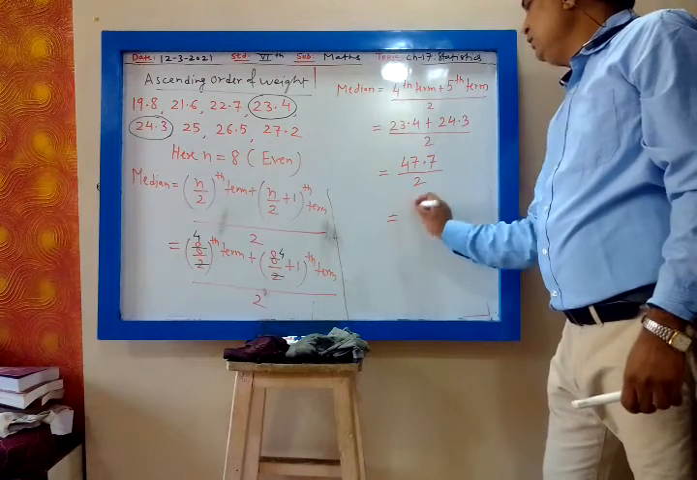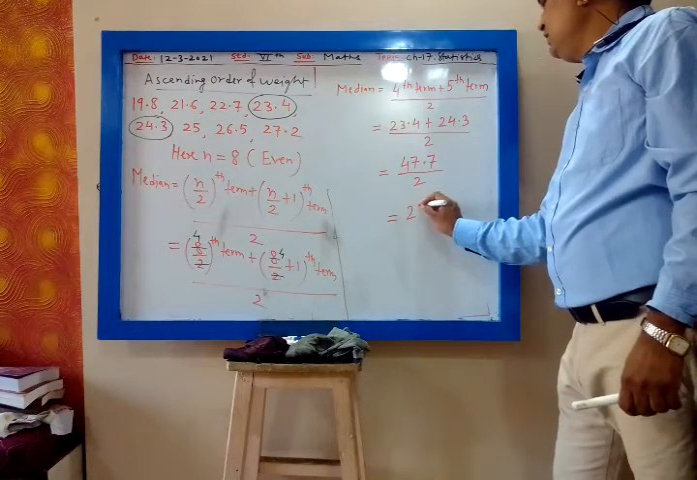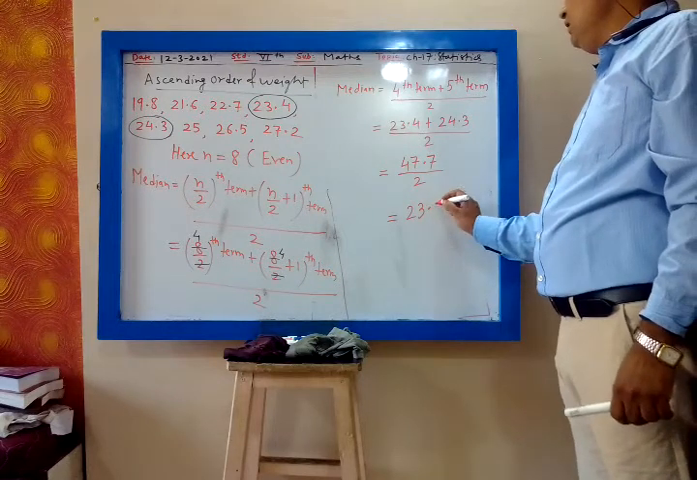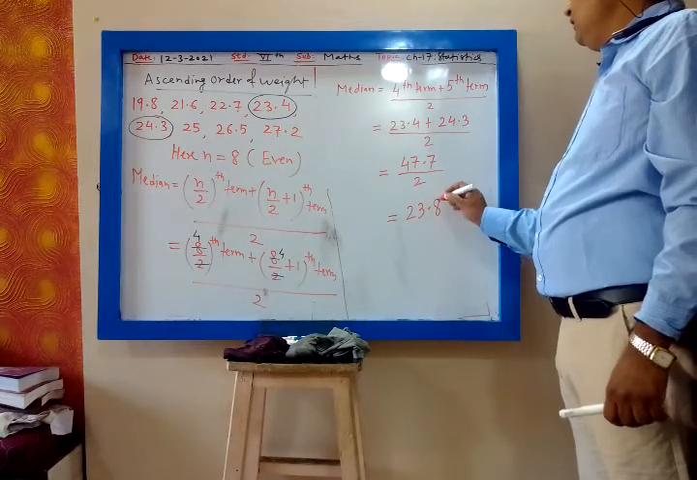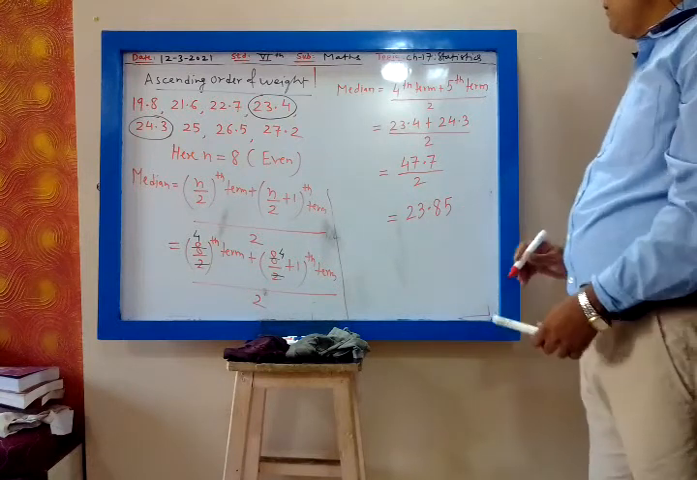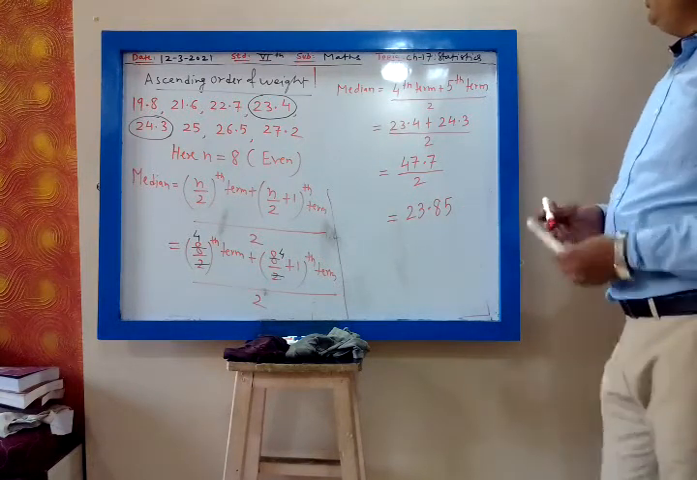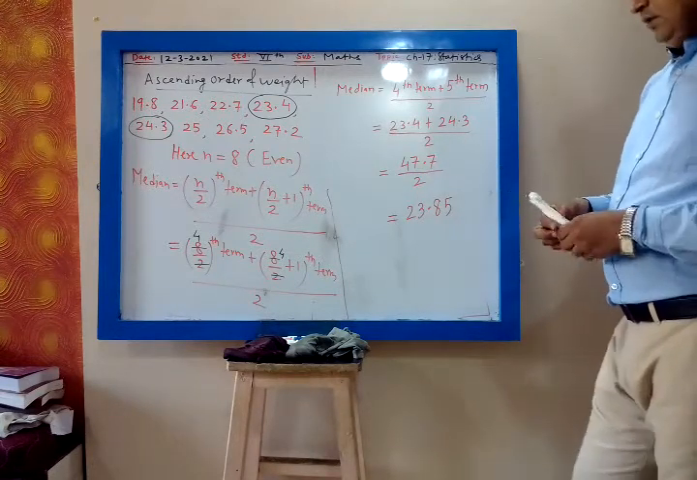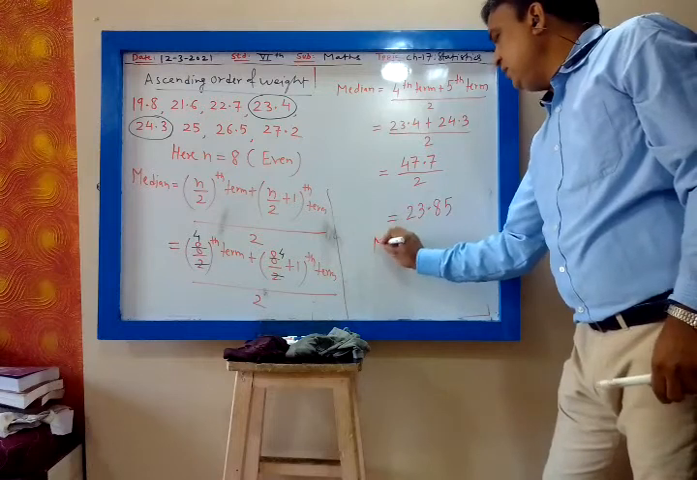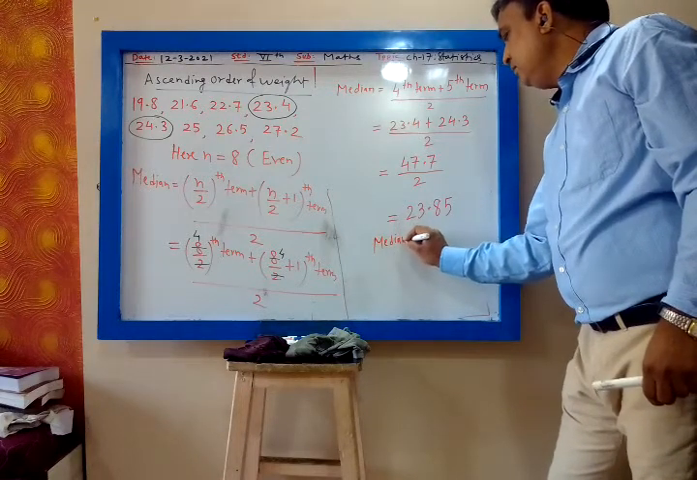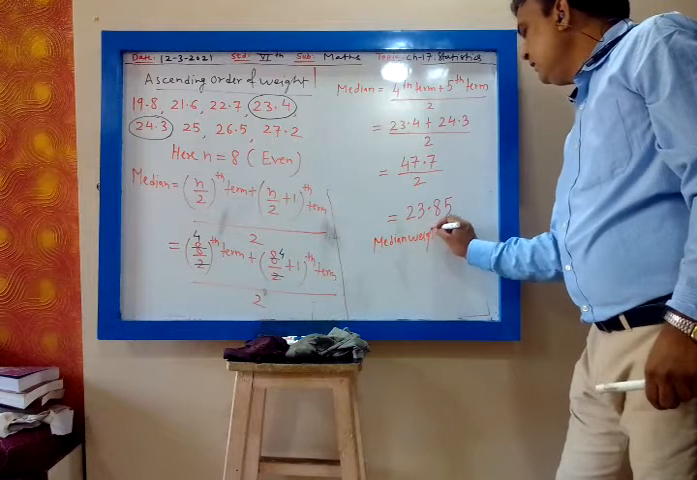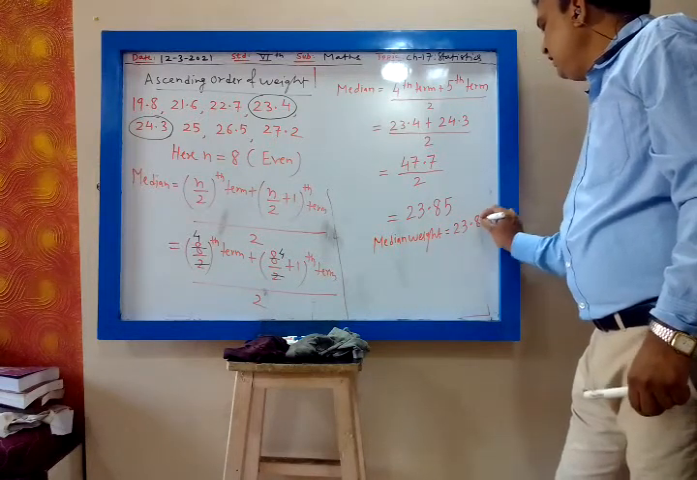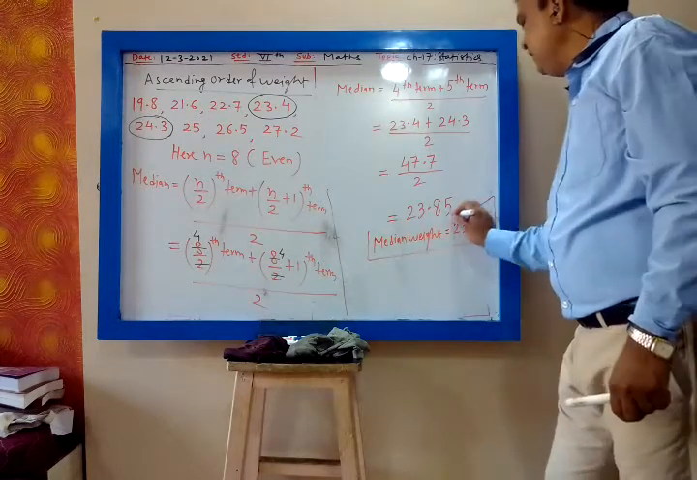So you can divide: 2 2s are 4, 2 3s are 6, then 1 is carried, 17, then 2 8s are 16, then 2 5s are 10. 23.85. You can divide 47.7 by 2. So median is 23.85. Median weight is 23.85. All of you have understood division?